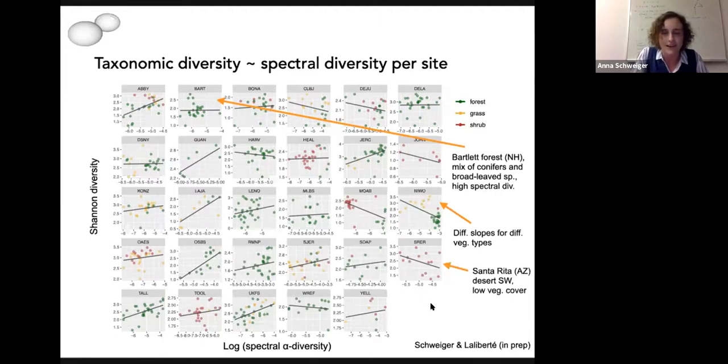And just one more example, Santa Rita is a desert site in Arizona with very low vegetation cover. So here also our relationship doesn't look too promising.